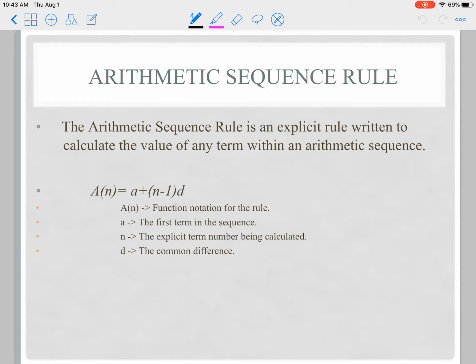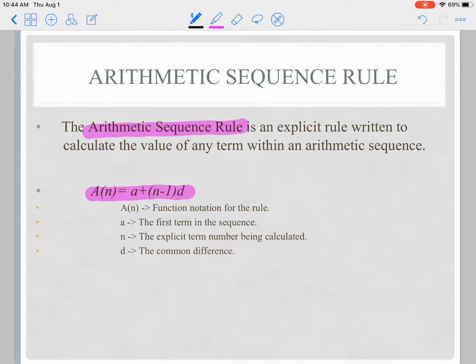Sometimes they'll give us numbers and ask us to write the sequence. Sometimes they'll give us the sequence and ask us to write the numbers. So a helpful rule, for lack of a better word, to use in this case is the arithmetic sequence rule. And the arithmetic sequence rule is this. It's written in function notation.